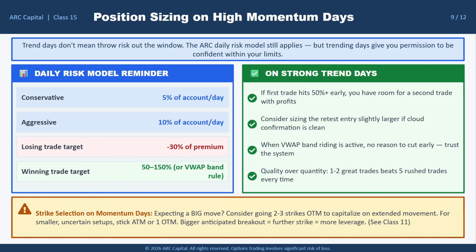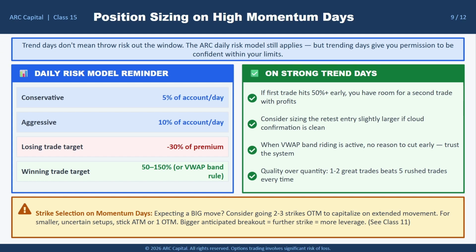So on strong trend days, if the first trade hits 50% early, you have room for a second trade with profits. I've been seeing Achilles do this a lot, which is rolling up on the contracts, right? Buying further out strikes or further out expirations, still having money on the table while trimming those original contracts. Consider sizing the retest entry slightly larger if cloud confirmation is clean.